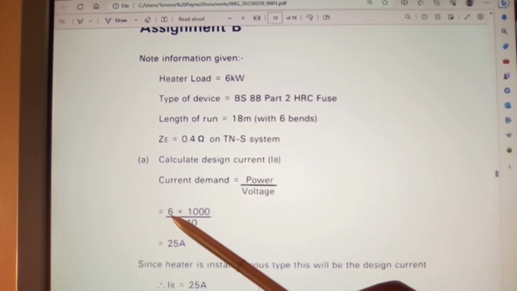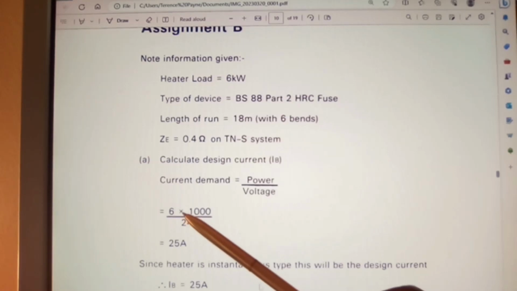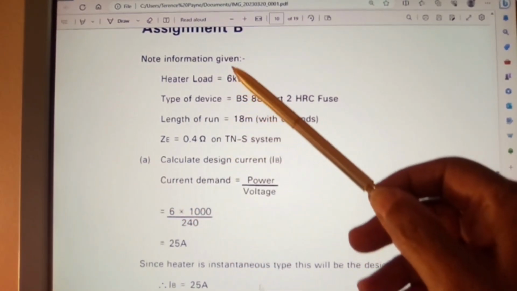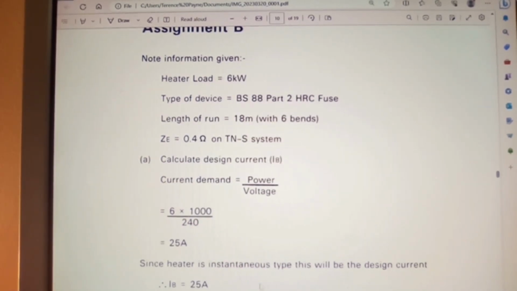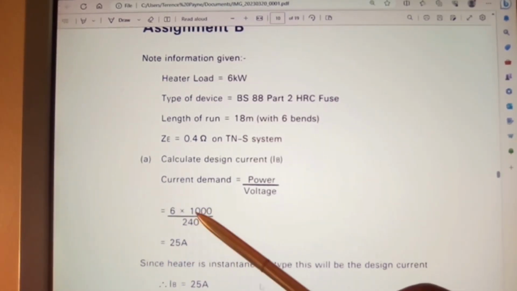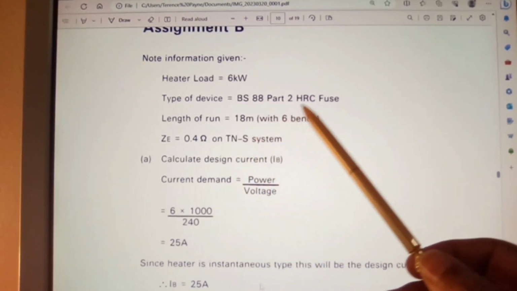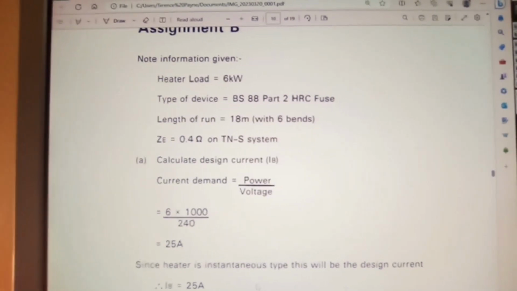6, where did the 6 come from? Times 1,000, why do we use 6? What is that equal to? You'll find that here it is equal to this, okay? 6 kilowatts over 240 volts gives us 25 amps. Now, be sure you work this out for yourself, or you could simply say 6,000 over 240 will get you the same value.